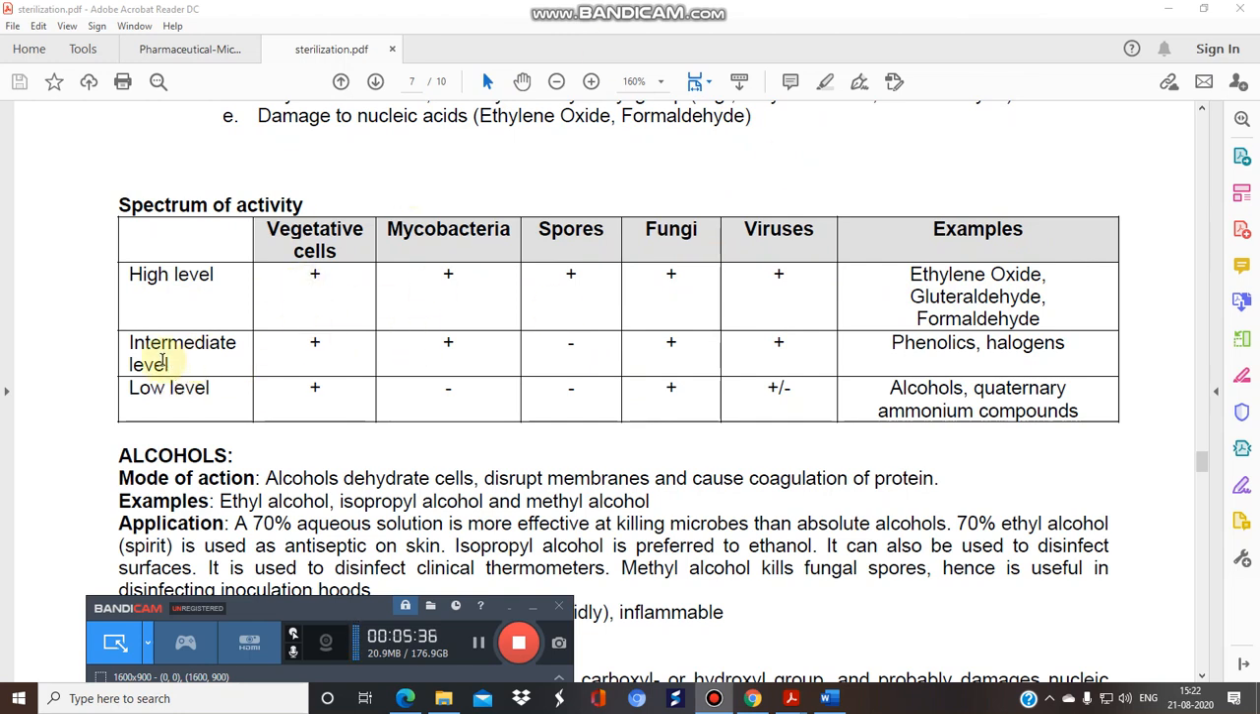Whereas the intermediate level disinfectants like phenolics and halogens are active against viruses and fungi but not against the spores. Again, the low level disinfectants like alcohols and quaternary ammonium compounds are active against viruses and fungi but not active against spores and mycobacteria, and also not active against a few viruses.